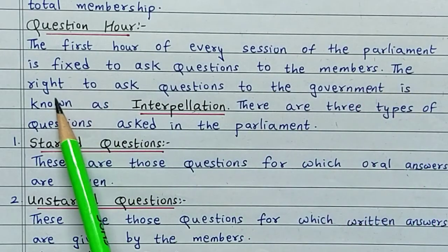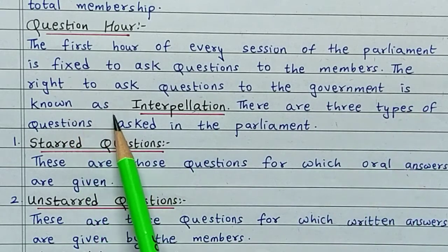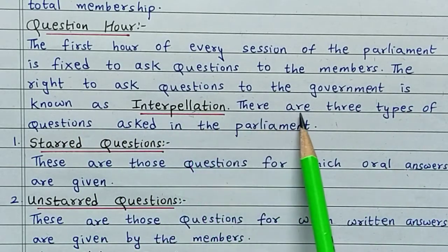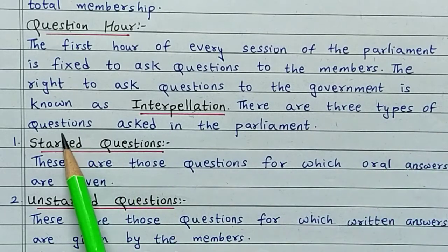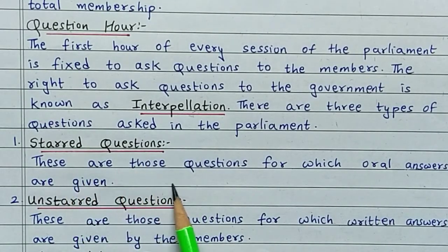Question Hour. The first hour of every session of the Parliament is fixed to ask questions to the members. The right to ask questions to the government is known as interpellation. There are 3 types of questions asked in the Parliament. Number 1, starred questions. These are those questions for which oral answers are given. Second, unstarred questions. These are those questions for which written answers are given by the members.